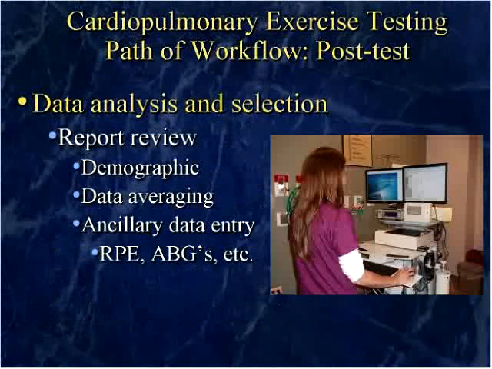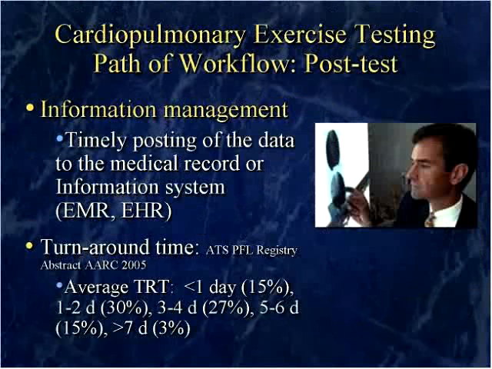During the post-test also, thinking of this patho-workflow process, we need to look then at data analysis and selection. We need to maybe take out several breaths where they were breathing inappropriately and will affect things. We need to make sure that we average the data and select data that's correct. We need to input ancillary data like our RPE values, our blood gases if we've got them, and other things like that, to make sure that we report information to the medical record, whether it be an EMR or the paper record, in a timely fashion.